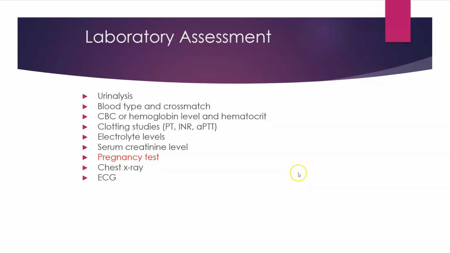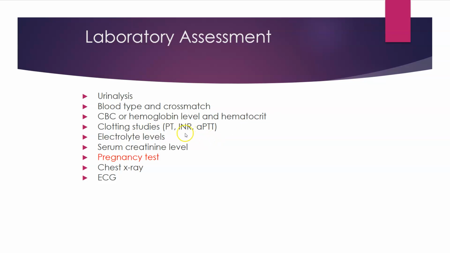So we'll also do multiple labs before this. UA, looking for UTIs or anything like that. Also looking at some of the urinary tests to see kidney function. So blood type and cross match, especially if we're considering that they're going to need blood. CBC and hemoglobin, just trying to track where their levels are initially and seeing how much they might lose during surgery. Clotting studies, just to be prepared.